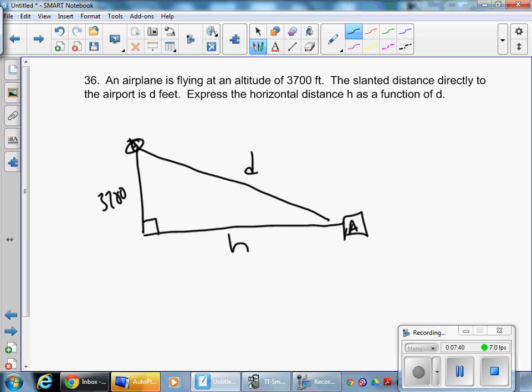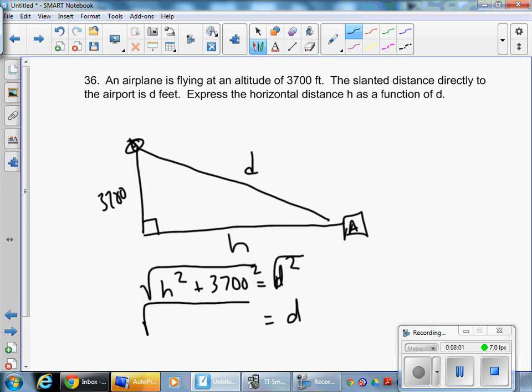So when you see something like this, and if you look at the picture in your book, you should hopefully think Pythagorean theorem. So what they want me to do is write the Pythagorean theorem and then solve for d. So this is h squared plus 3,700 squared equals d squared. And if I want to solve for d, all I have to do is take the square root of both sides. So I get d equals the square root of h squared plus 3,700 squared. And you can stop right there. That's all they ask for, is the horizontal distance expressed as a function of d. That means d equals what?